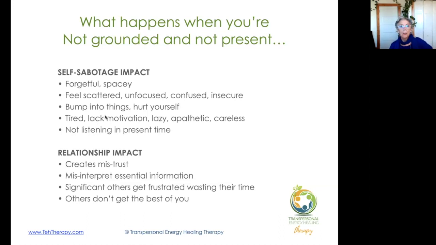This is the self-sabotage impact. And again, it's wired in from early childhood. It's not because you want to be that way. Here's the impact on relationships. It creates mistrust, because you say you're going to show up somewhere and then you forget, or you get confused, or you show up at the wrong place. People misinterpret essential information because they're distracted so easily. Significant others get frustrated and feel like they're wasting their time with you, or they get short or impatient because they have to repeat themselves. And others don't get the best part of you. And there's a part of us that knows that.